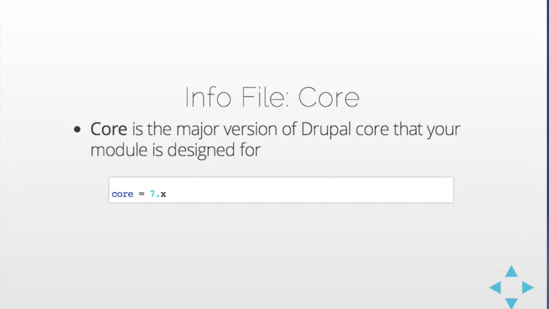Core. Core is the major version of Drupal core that your module is designed for. You actually do not put in the minor version. Again, so in this case, it would be 7.x means it works for all versions of Drupal 7.